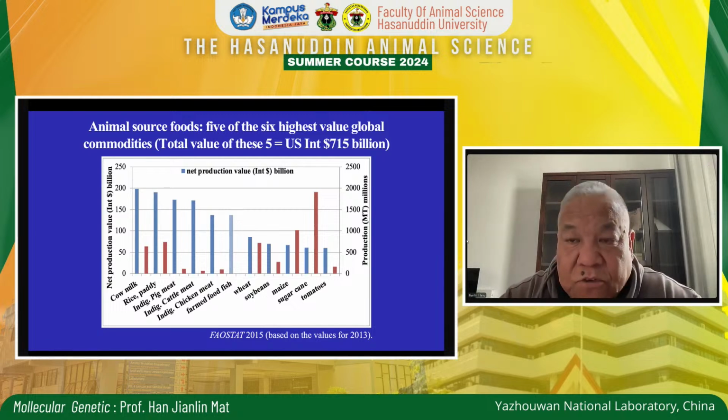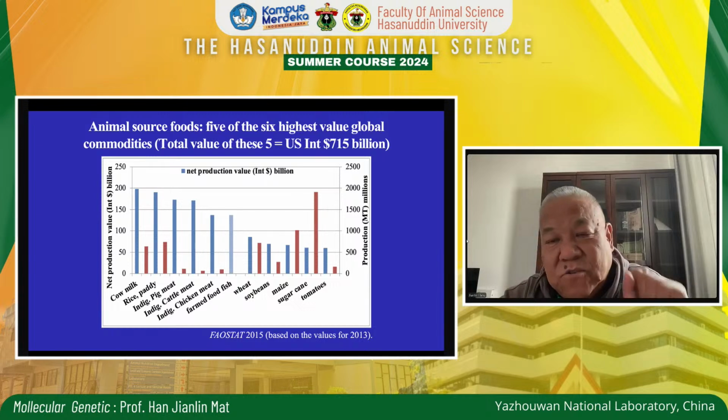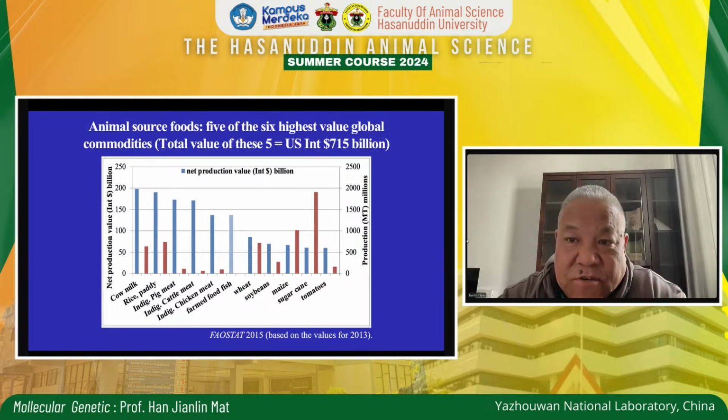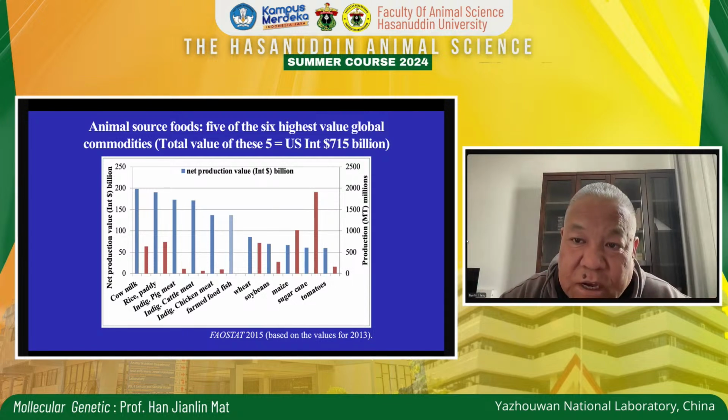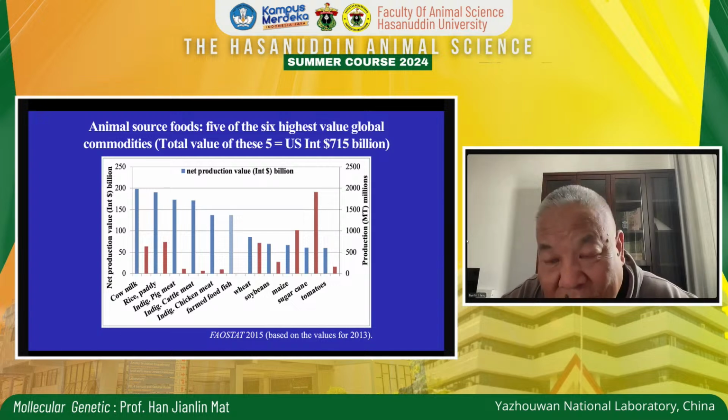So I mentioned the livestock production contributes one third, but if you look at the commercial value at this level, livestock is much more important in terms of its contribution as a commodity to our daily life. We pay much more money for meat, milk, and eggs than we pay for rice. So in this case, apparently livestock is much, much more important than, let's say, rice production or maize production.